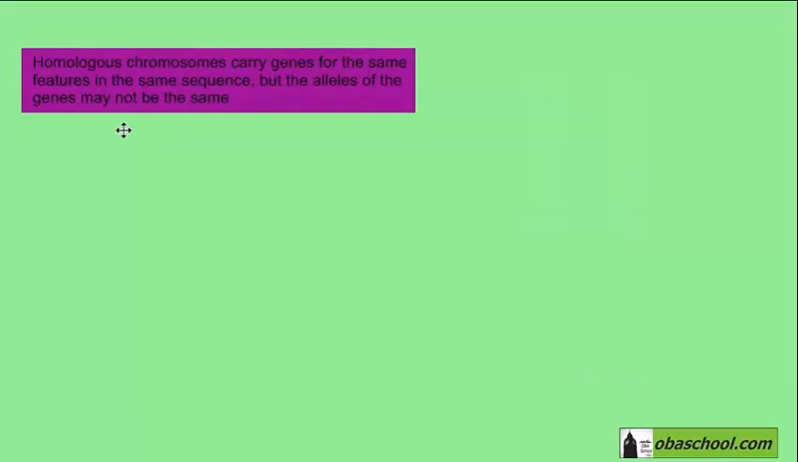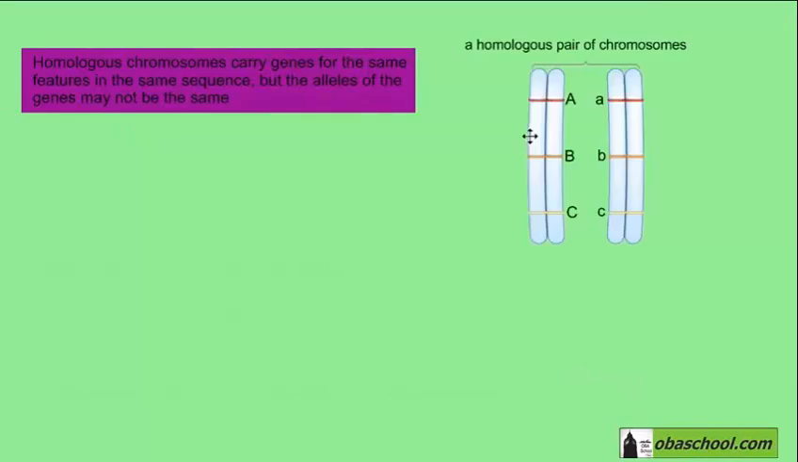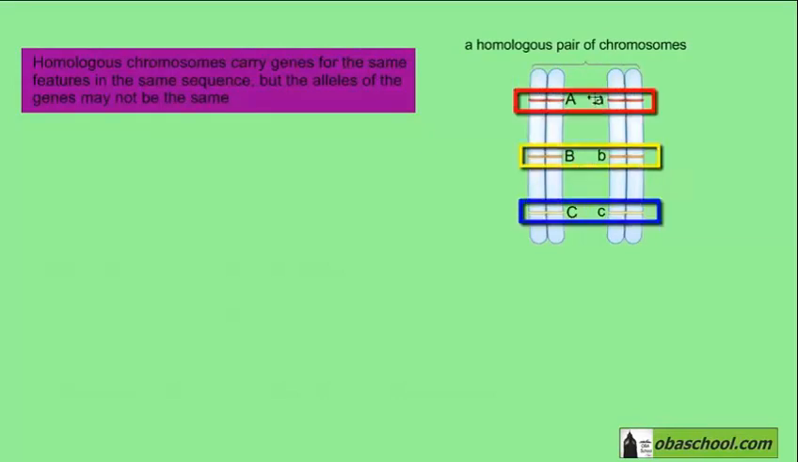Homologous chromosomes will carry genes for the same feature in the same sequence, however, different alleles. Here is a pair of homologous chromosomes. They carry the gene that codes for A, B, and C on the same positions.